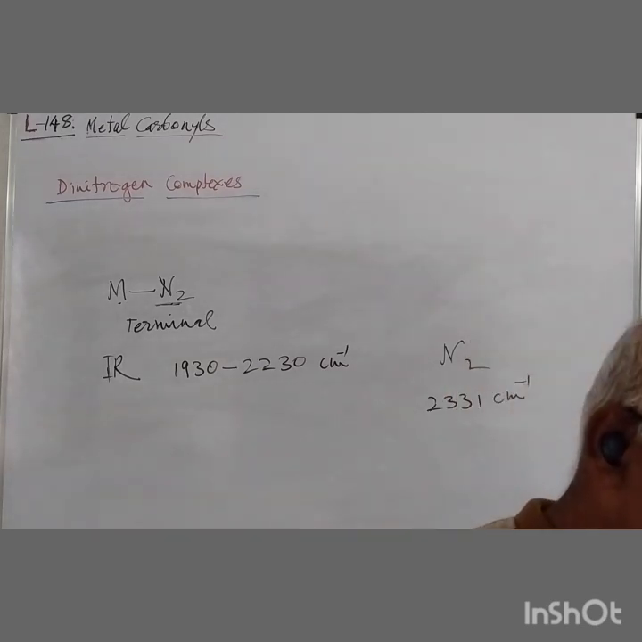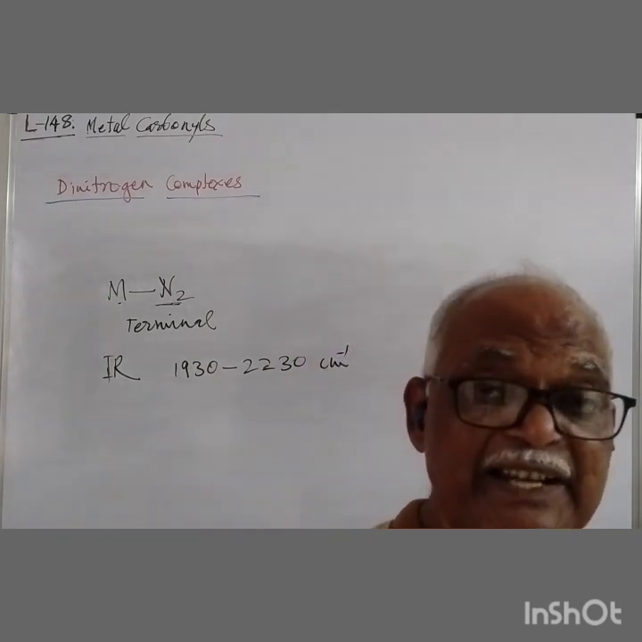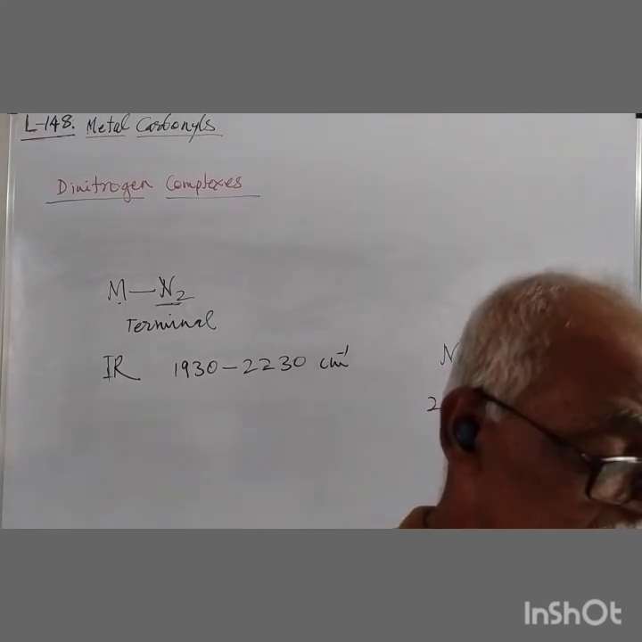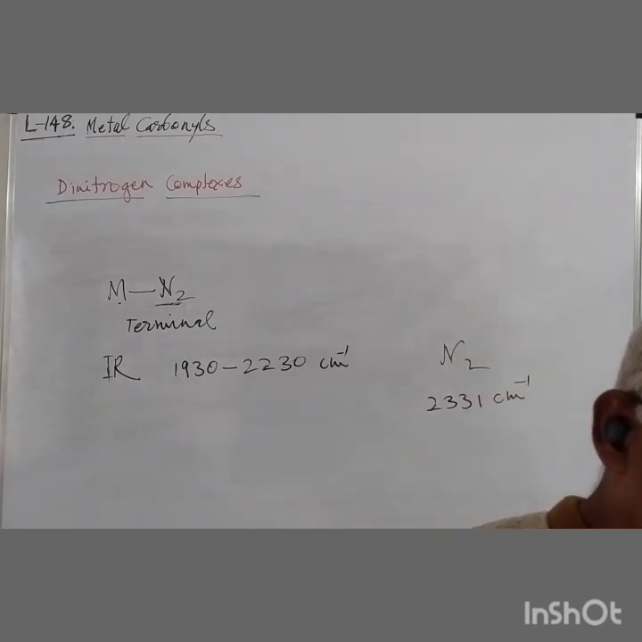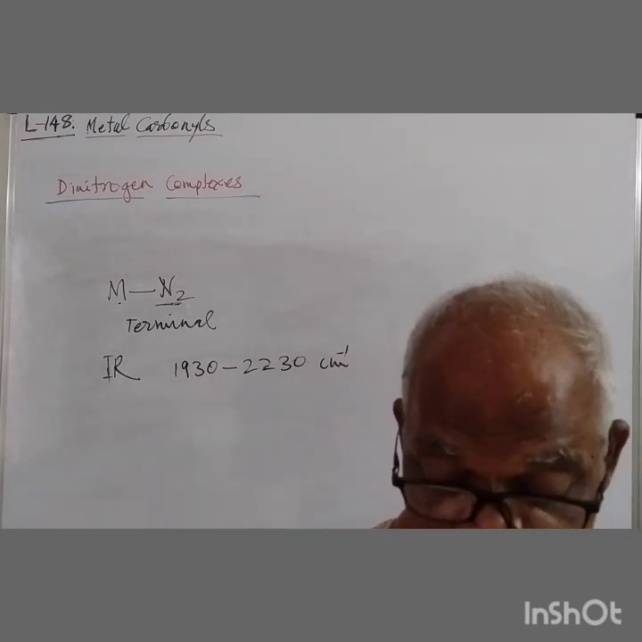So if we see the difference, you will find that the difference is about 100 to 400 per centimeter. The formation of nitrogen complex by direct conversion, by direct uptake of nitrogen at 1 atmosphere, has been observed, especially using the triphenylphosphine ligands.